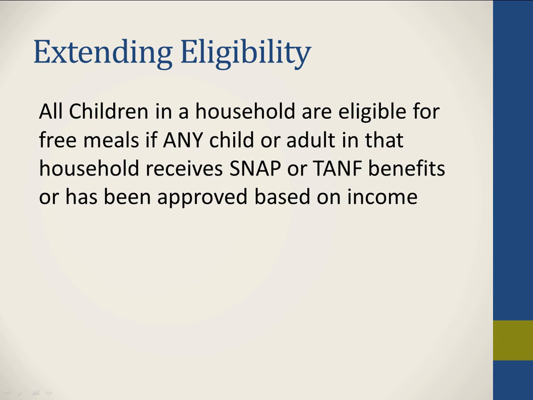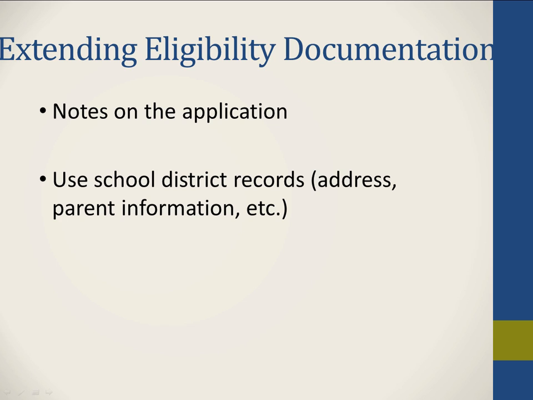Another important note is the extension of eligibility. Any child or adult receiving SNAP or TANF benefits is always categorically eligible for free meals, and their eligibility extends to all household members attending school or participating in child nutrition programs. When extending eligibility to other members of the household, make sure to document how you determine the student lives in the same household. Some student information systems store this, and other times the parent will notify the district that the children live in the same household.